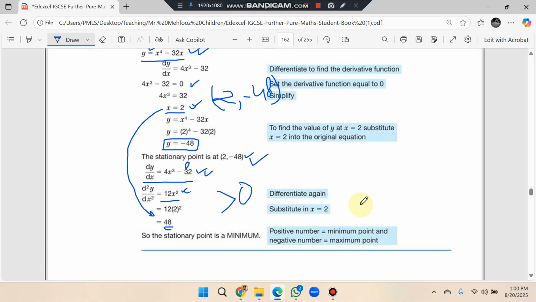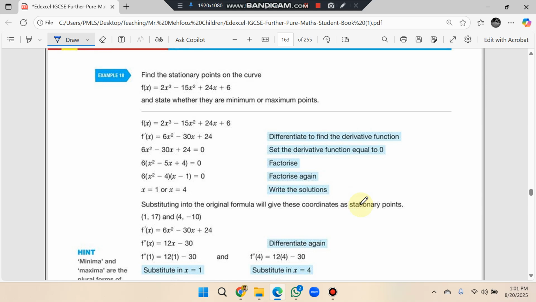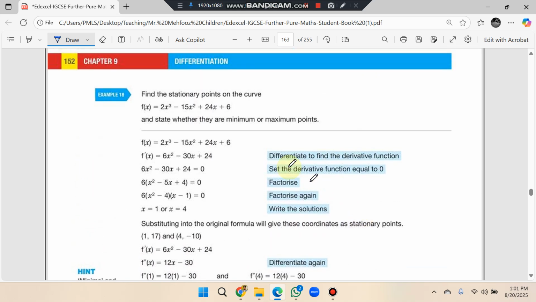No. Okay, so this is your example 17. Again we have example 18 like that. Find the stationary points on the curve f of x is equals to 2x cube minus 15x square plus 24x plus 6. So this is your function given, and state whether they are minimum points or maximum points.